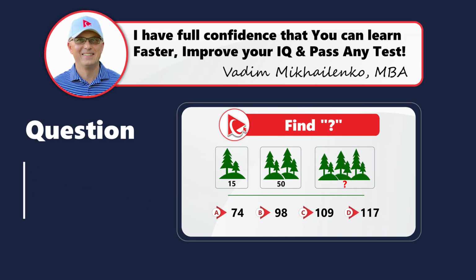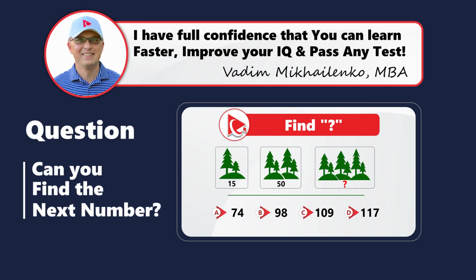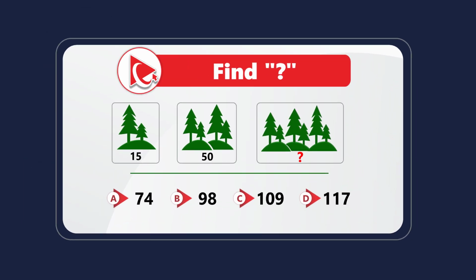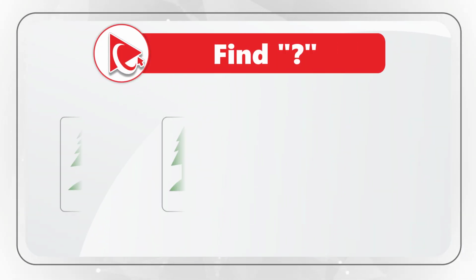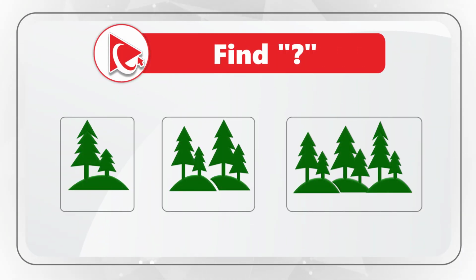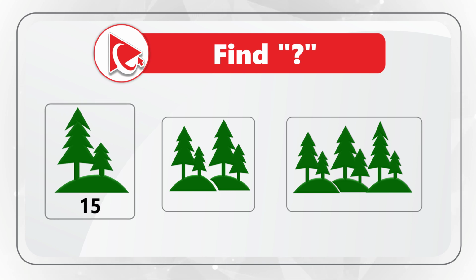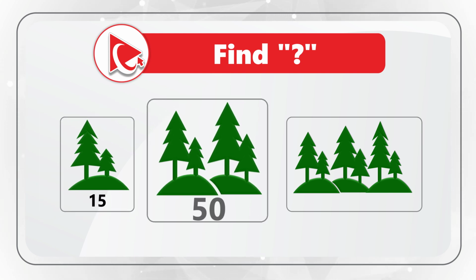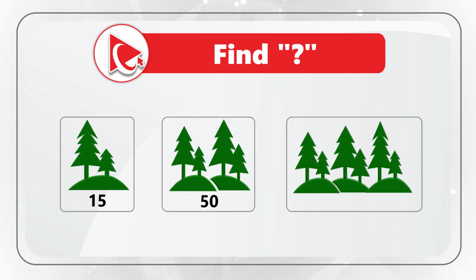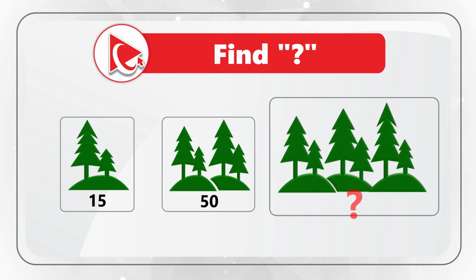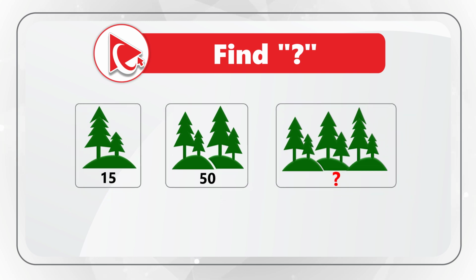And here's something that maybe you were not expecting. Here's a surprise question for you. You're presented with 3 images. All 3 images have evergreen trees on the berms. First image has number 15 under the trees. Second image has number 50, and the third image has a missing number. You need to calculate and select the missing number out of 4 different choices.